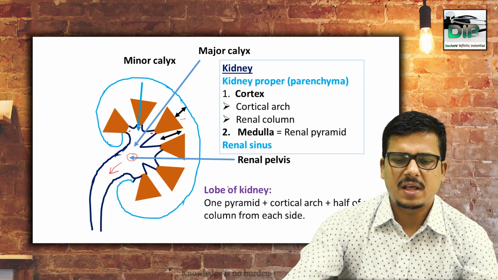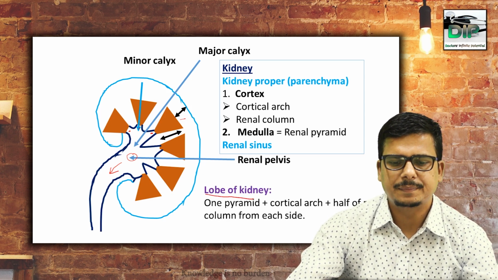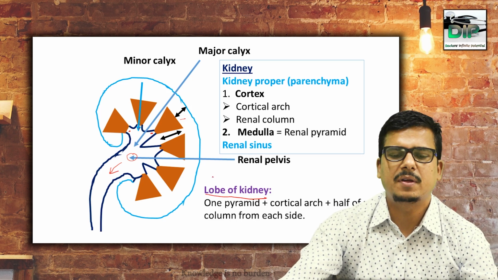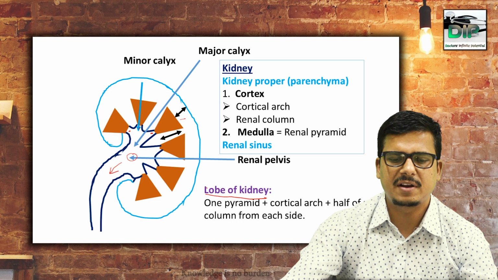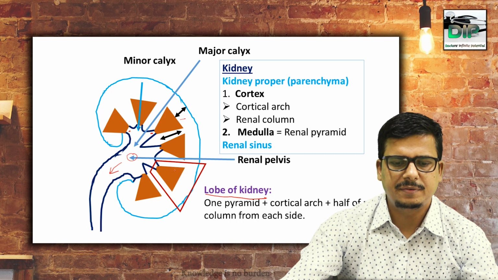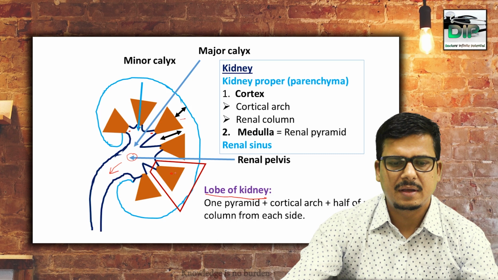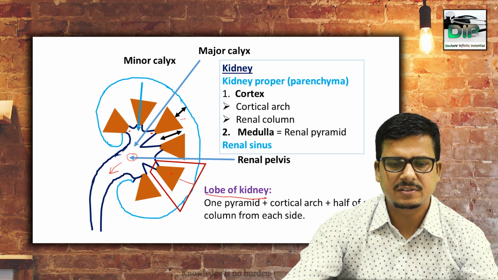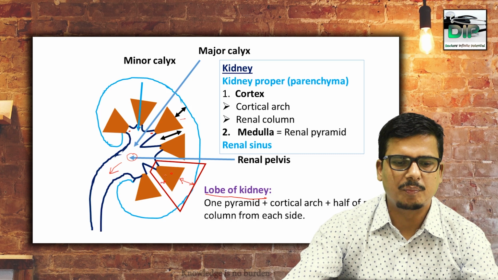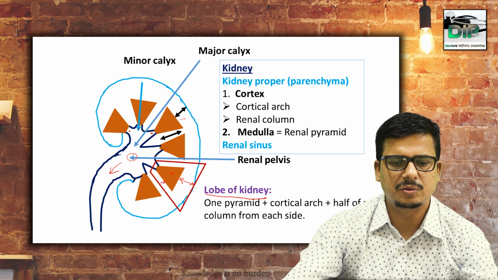There is one term called the lobe of the kidney. What is the lobe of the kidney? This term is important because when we discuss the blood supply of the kidney, we name one of the arteries the lobar artery. The lobe of the kidney is this region. It is formed by one pyramid, the cortical arch over it, and one half of each adjacent renal column. This constitutes one lobe of the kidney.